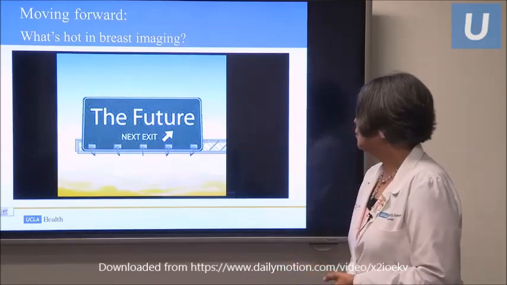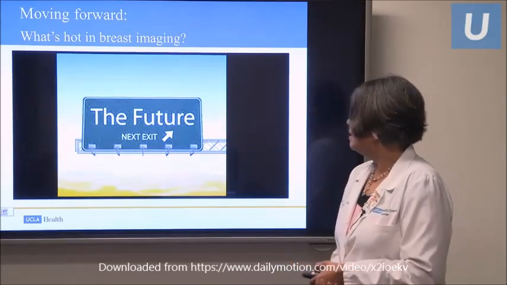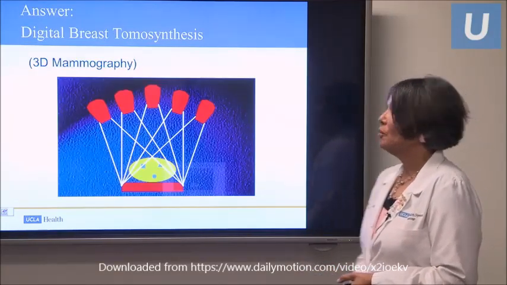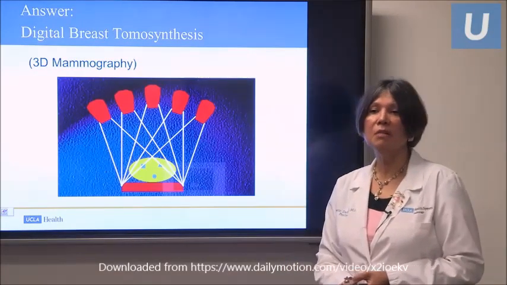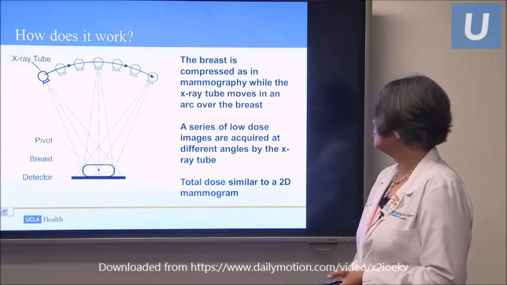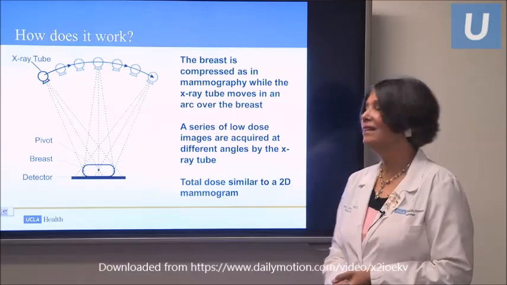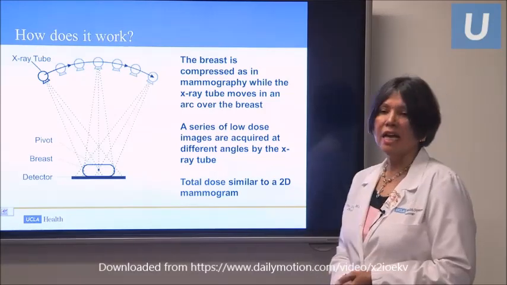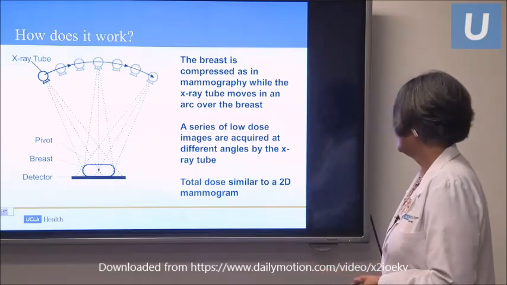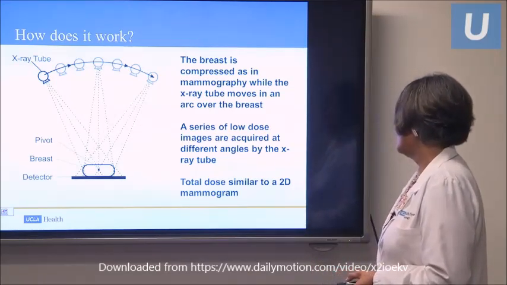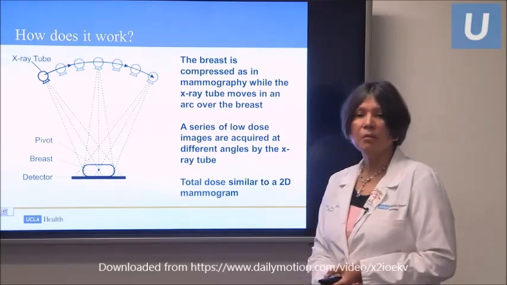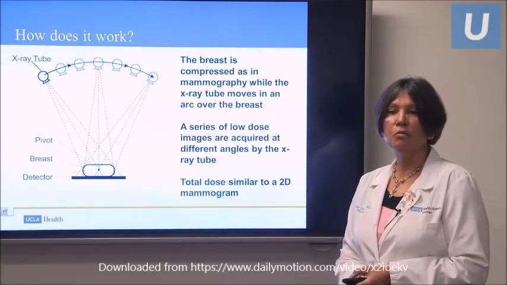Now, what's the future? We're moving forward, and we now have what we call digital breast tomosynthesis. This is a 3D mammogram. How does it work? Well, the breast is compressed just like the mammogram, can't get away from that. But there's a tube that actually moves and creates images. It takes multiple images across the breast in a series of low-dose images, and then they get reformatted. The total dose is similar to what we use in digital two-dimensional mammography.